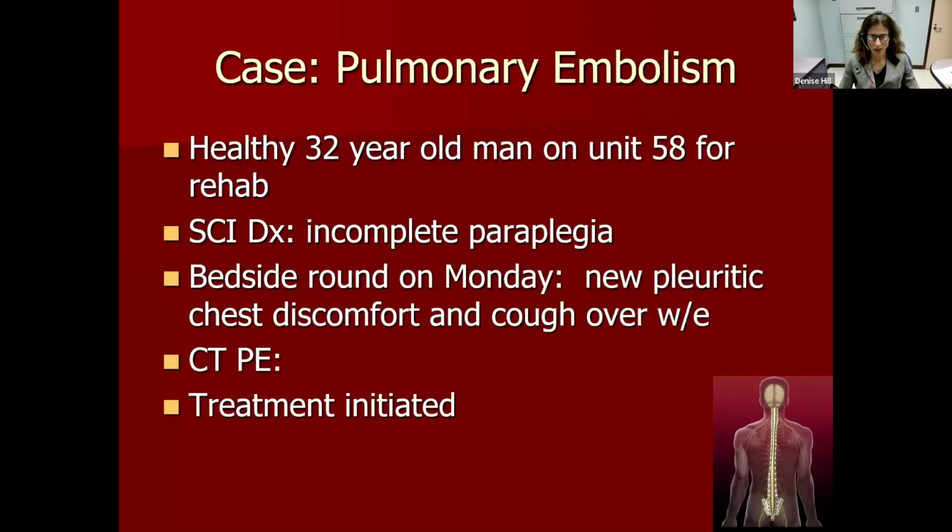This is a healthy 32-year-old man who's on unit 58 for rehab. He has an incomplete spinal cord injury. He has paraplegia. And this is just a very quick overview of his presentation. So we were just doing a simple bedside round on a Monday morning, and he just mentioned in an offhand sort of way that he had new pleuritic chest discomfort and a bit of a cough over the weekend. He didn't have any abnormalities of his O2 sats, and he wasn't really distressed. He just mentioned it almost in passing.